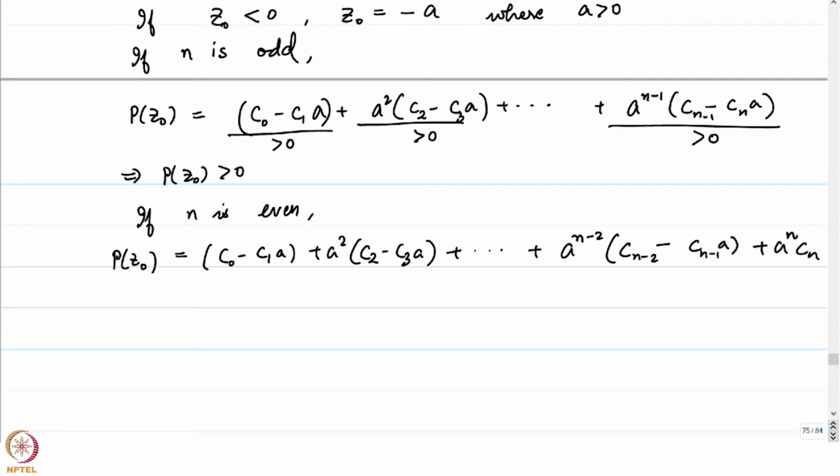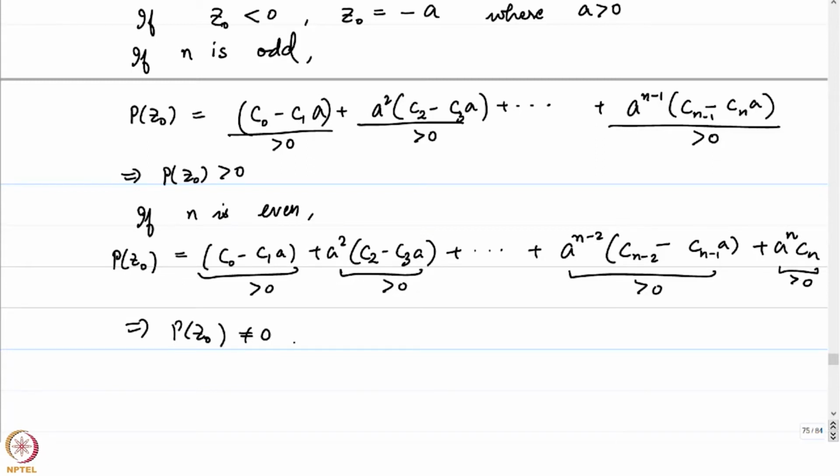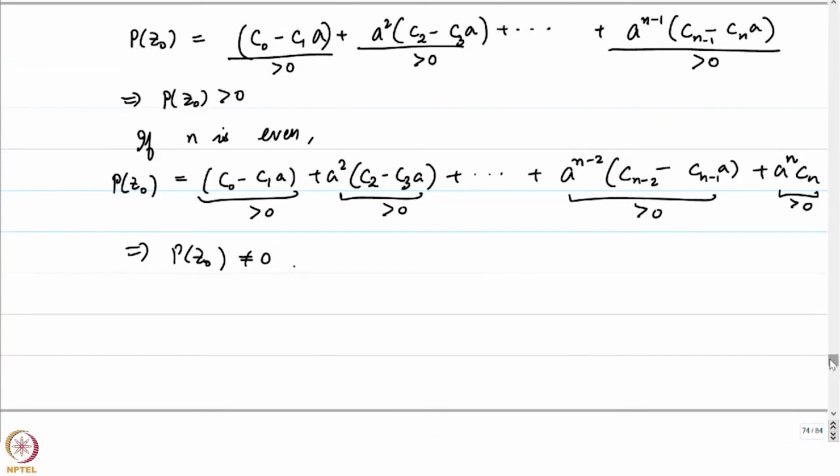It's technically minus a to the power n times c n, but I'm taking care of the minus a's powers in this manner. You should check that this has been taken care of in a correct manner. Again the same argument tells us that this is all greater than 0. This is also greater than 0, which implies that P of z0 cannot be 0. And therefore, we have now come to a contradiction. If mod z0 is less than or equal to 1, we first showed that z0 should be real. If z0 is real, it cannot be a root of absolute value less than 1.